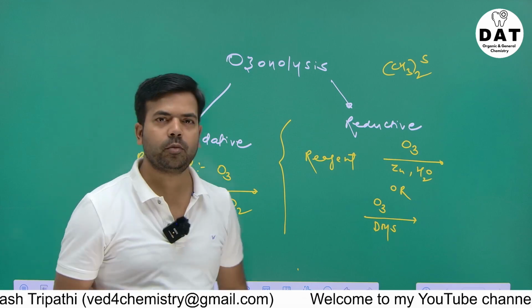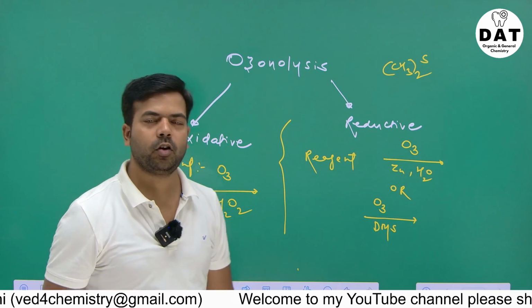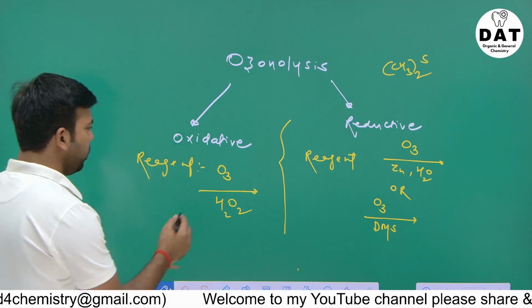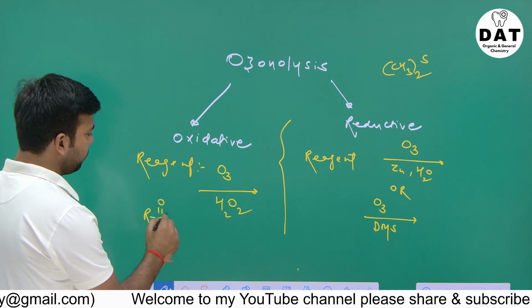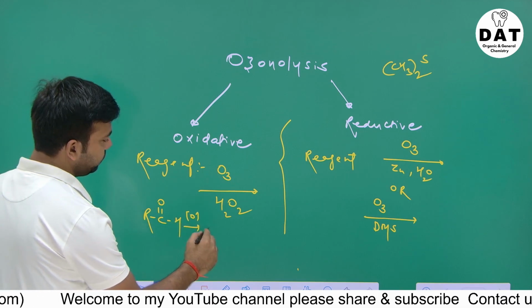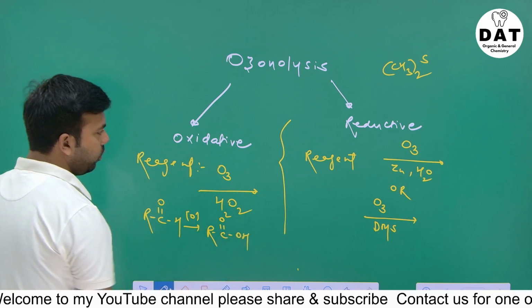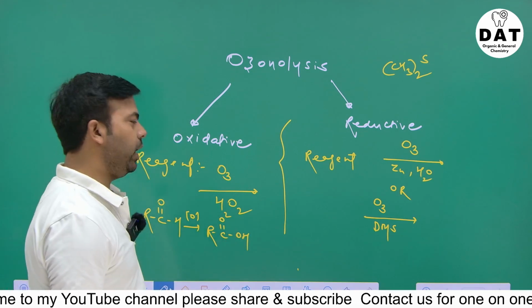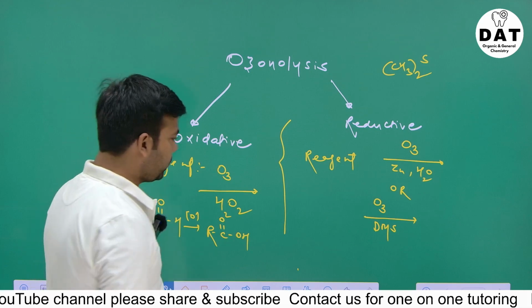So let's talk about the very first, reductive one. There is only one difference between reductive and oxidative. Look here. In oxidative ozonolysis, if you have an aldehyde, then the aldehyde is further oxidized to give you an acid, while in reductive, an aldehyde remains an aldehyde and a ketone remains a ketone. So let's start.